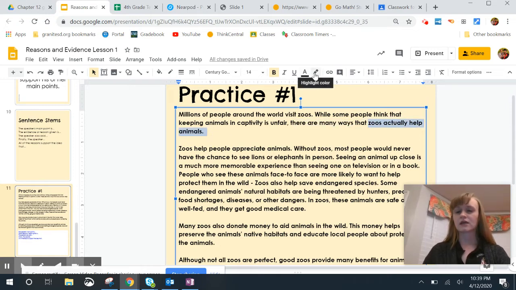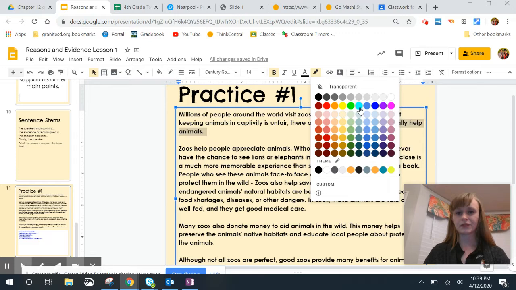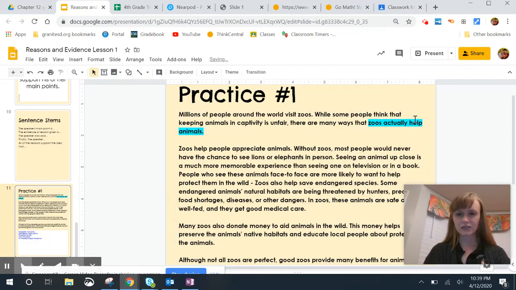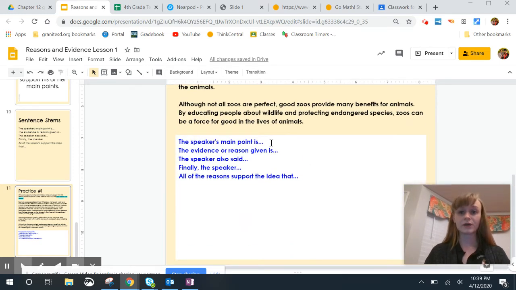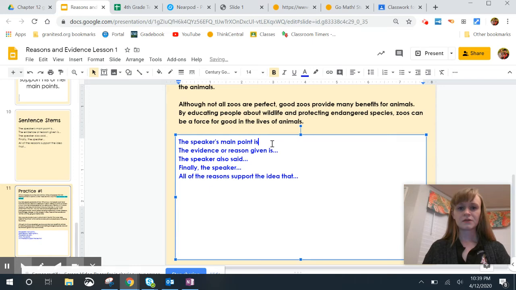So I'm going to go ahead and click here and highlight it in blue. So as you can see, it just changed that background color so it's big and bold and I can remember it. So now I'm going to come down here and put that in my own words. So the speaker's main point is that zoos help many animals. That's the author's main point.